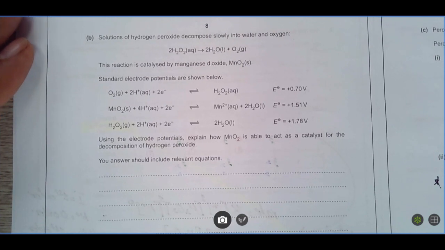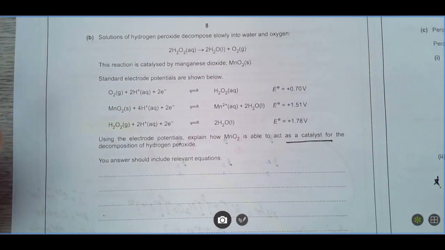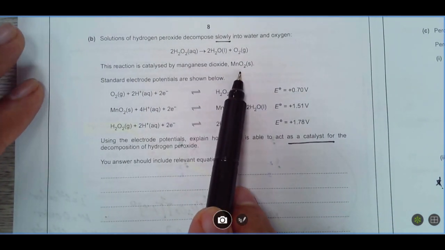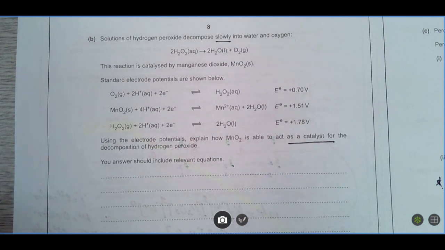The next part is good again. Why is it good? Because this time they've given us these three equations and they want us to apply our understanding of something that can behave as a catalyst. A solution of hydrogen peroxide decomposes slowly into water and oxygen. The reaction is catalyzed by manganese dioxide, MnO2 solid. Standard electrode potentials are shown below. Using the electrode potentials, explain how MnO2 is able to act as a catalyst for the decomposition of hydrogen peroxide. Your answer should include relevant equations.